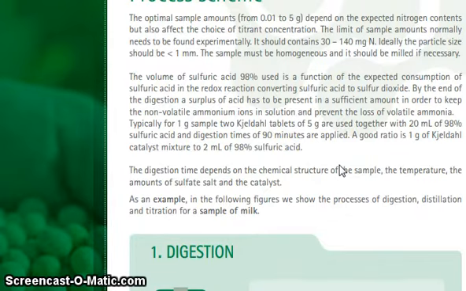Typically, for a 1 gram sample, 2 Kjeltabs tablets of 5 grams are used together with 20 ml of 98% sulfuric acid, and a digestion time of 90 minutes is applied. A good ratio is 1 gram of catalyst mixture to 2 ml of 98% sulfuric acid. The digestion time depends on the chemical structure of the sample, the temperature, the amount of sulfate ions and the catalyst. As an example, in the following figures, we show the process of digestion, distillation and titration for a sample of milk.